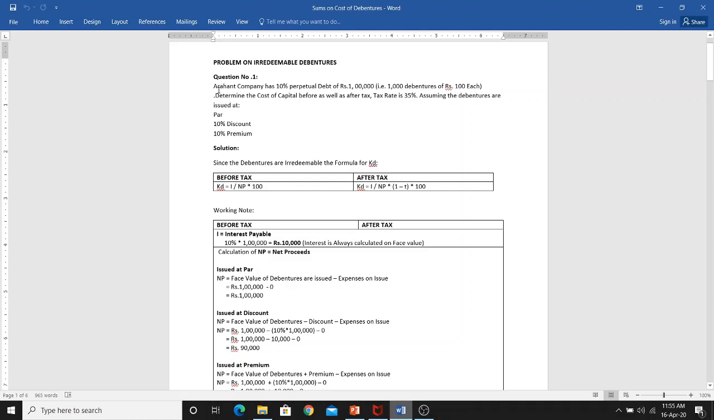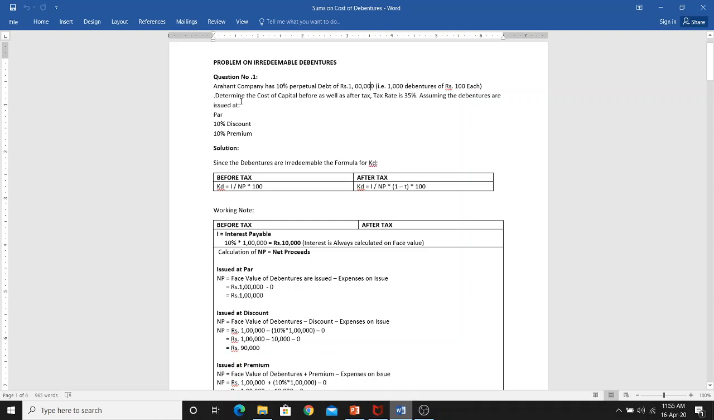So, the first question is: Arihant company has 10% perpetual debt of rupees 1 lakh. Now, what do you mean by perpetual? Perpetual means forever, and it is not repayable. So it means that this is a sum on irredeemable debentures. They have issued irredeemable debentures of 1 lakh, as 1000 debentures of 100 each. When you multiply 1000 with 100, you get 1 lakh.